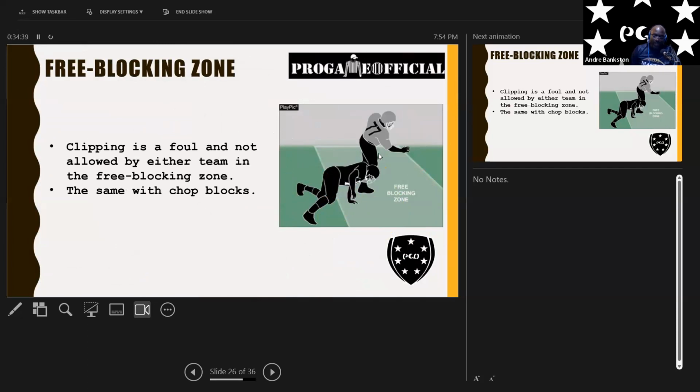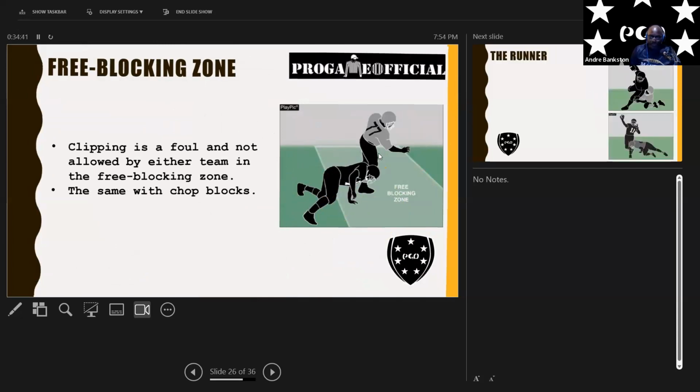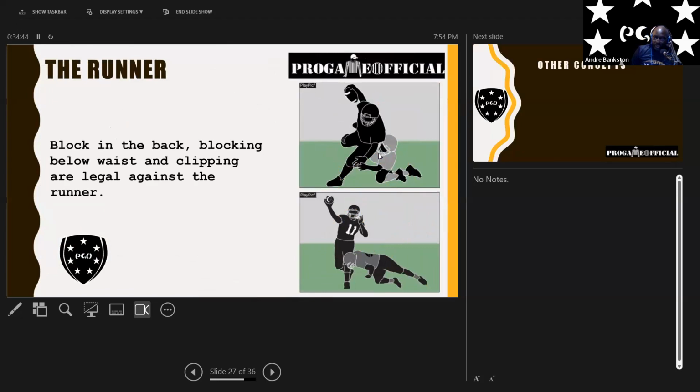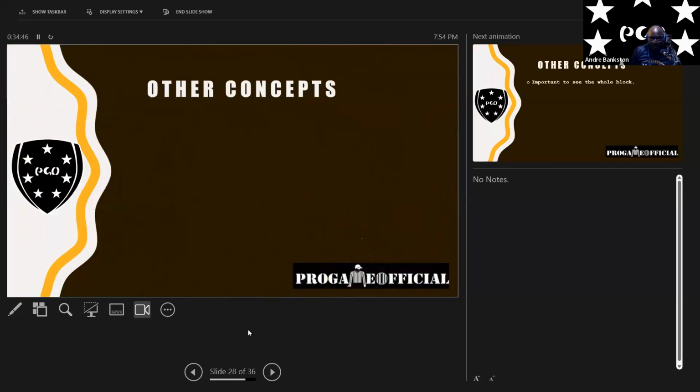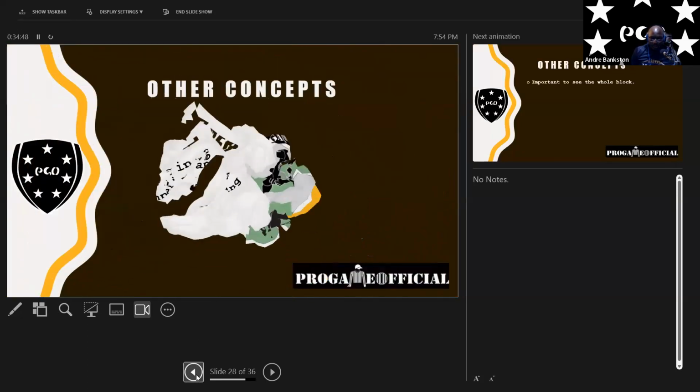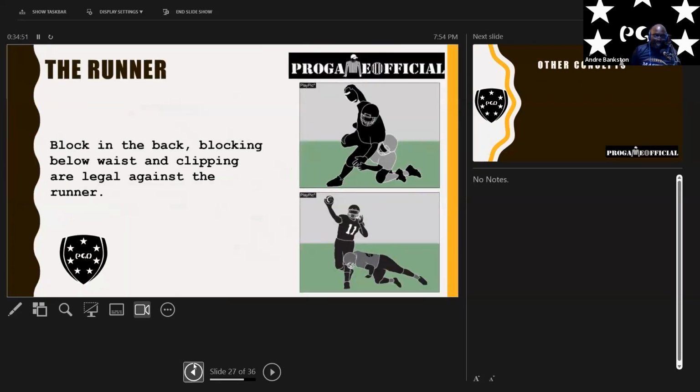The same as shot blocks that we discussed. Now, let's go back one. Block in the back, block below the waist, clipping is legal against the runner. You can do all that against the runner. He's free game, or she's free game. Against anybody who's not the runner, or somebody who's pretending to be the runner, all those type of hits and tackles and blocks are legal, but against those who are not the runner, not. Okay?